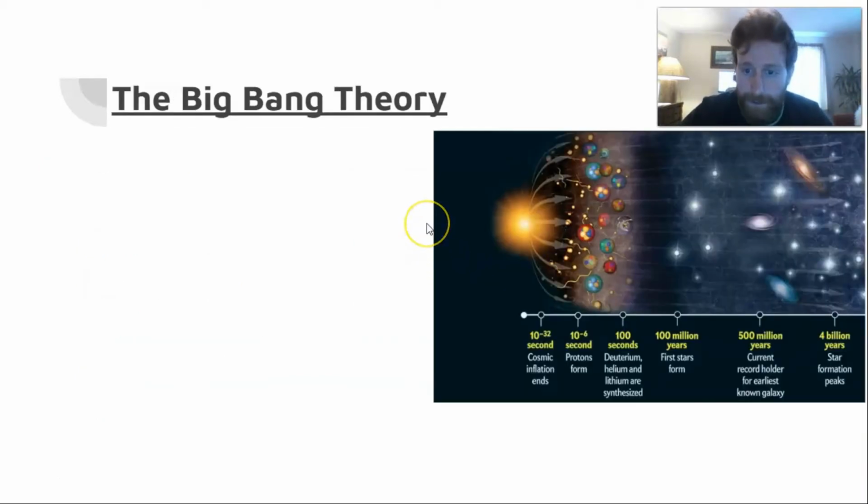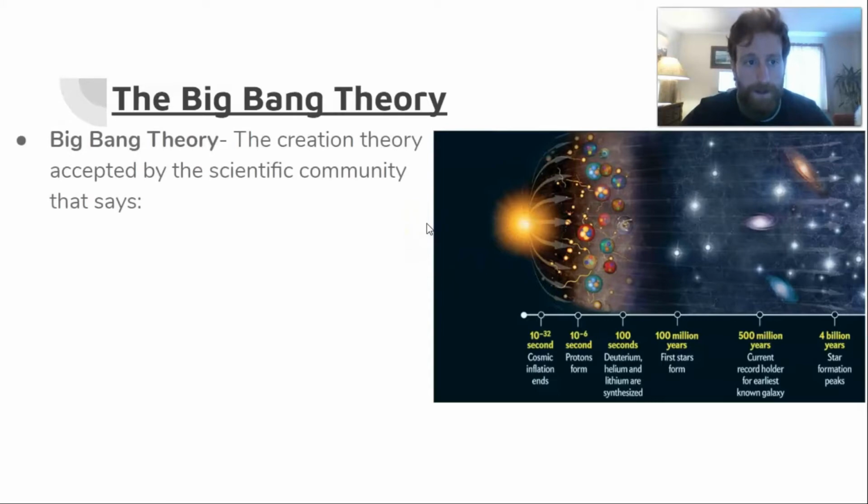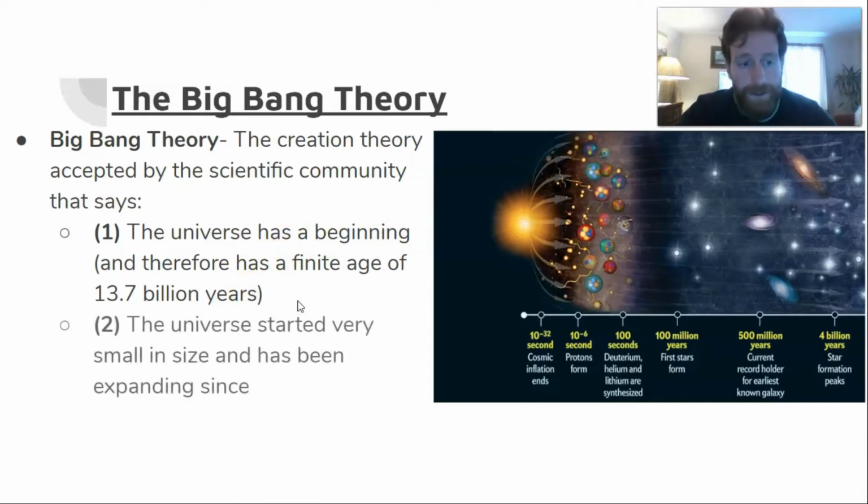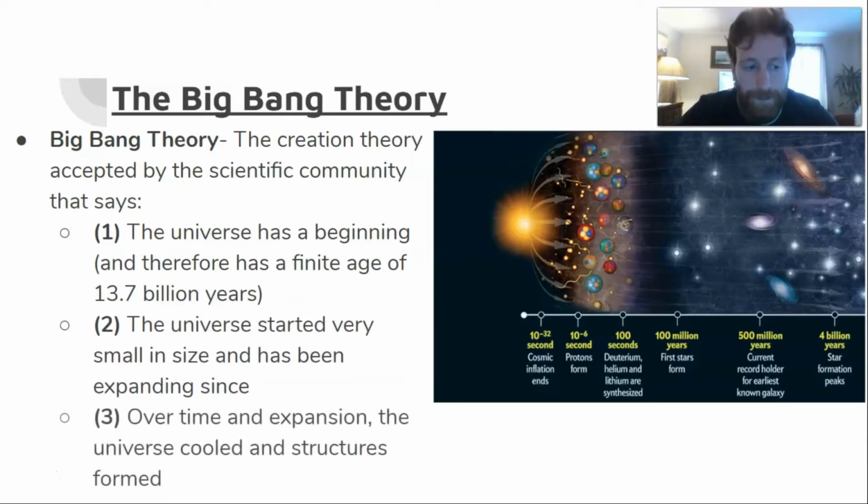So, what is the Big Bang? This is an important slide. The Big Bang is the creation theory accepted by the scientific community that says, one, the universe has a beginning and therefore has a finite age of 13.7 billion years. The age of the universe is not infinite. Two, the universe started very small in size and has been expanding since. And three, over time and expansion, the universe cooled and structures began to form.